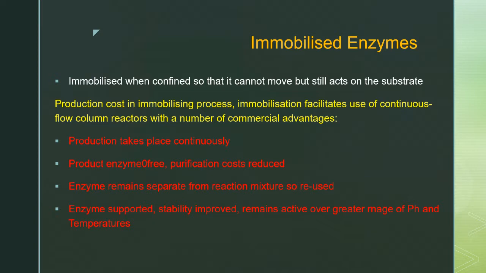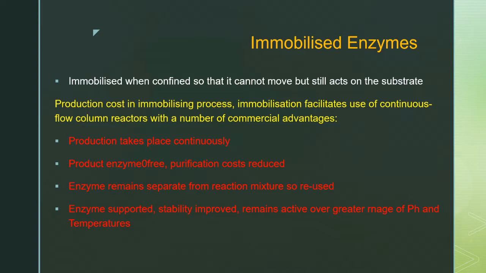An immobilized enzyme is when you confine it so that it cannot move but still acts on a substrate. There is a production cost in the immobilizing process. Immobilization facilities use a continuous flow column reactor with a number of commercial advantages, which include that production will take place continuously, the product will be enzyme free, purification costs will be reduced, and enzymes will remain separate from the reaction mixture and therefore they can be reused.